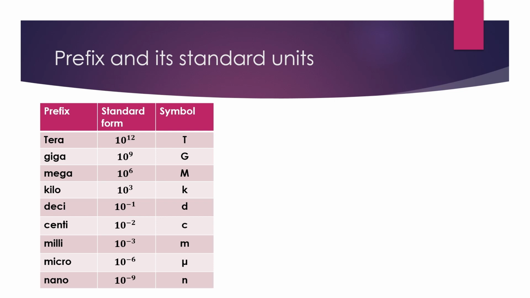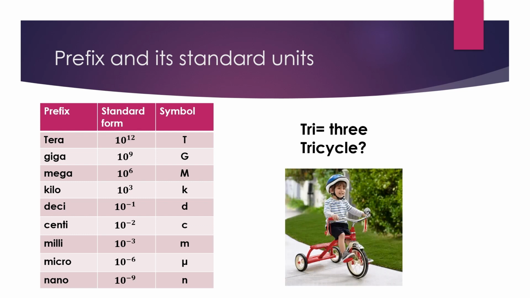Alright students, let's move to prefixes and their standard units. Do you know what is meant by a prefix? A prefix is a word or letter added to the beginning of a root word to alter its meaning. Many prefixes have to do with numbers and quantities. For example, if you know that the word tri represents the number 3, then it's easy to figure out that tricycle has something to do with 3 wheels. When you are able to memorize the numerical prefixes, it becomes much easier to understand the meaning of unfamiliar words that use that prefix.